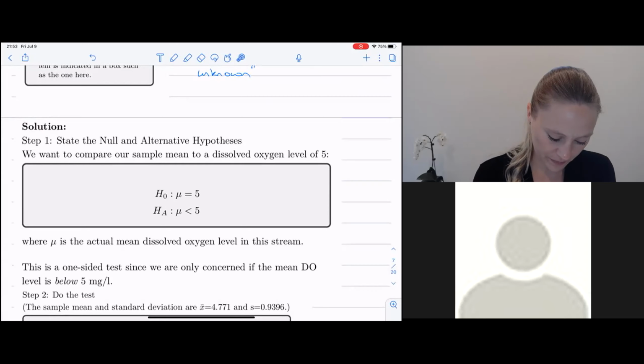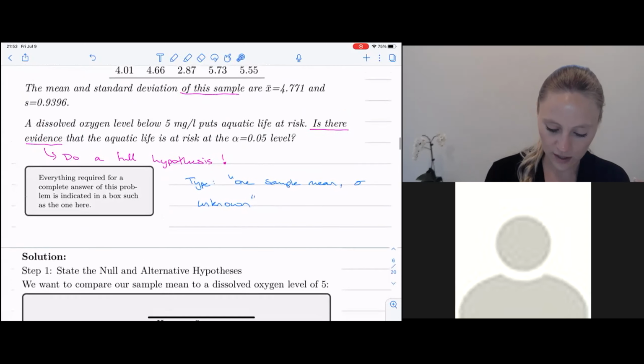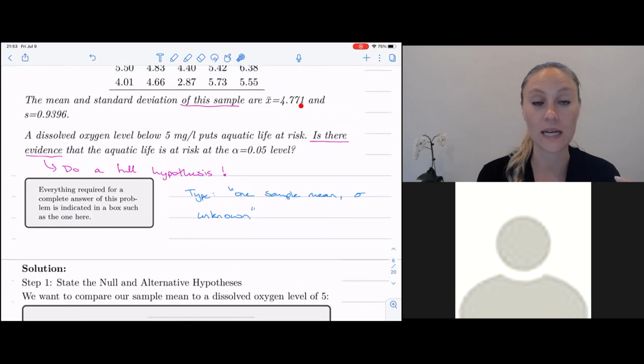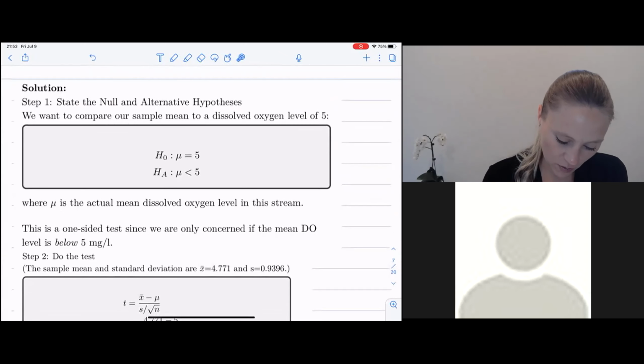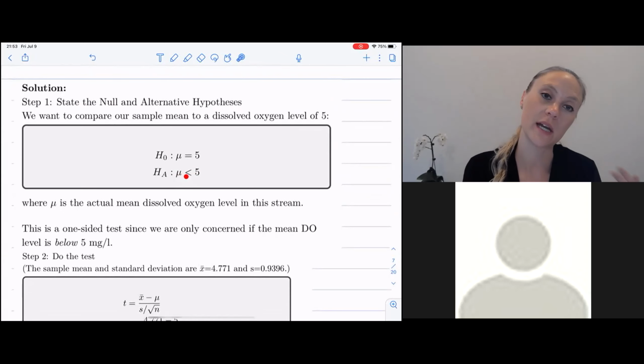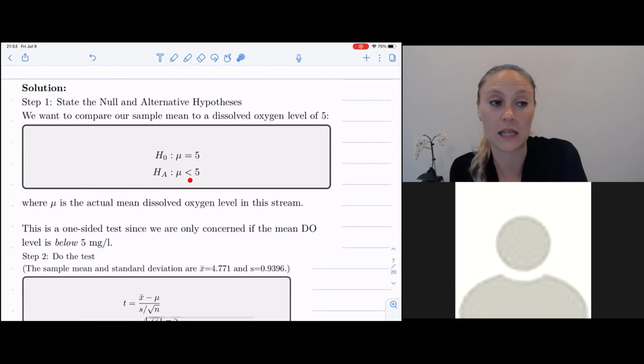So here, the null hypothesis is that mu is equal to 5. So we have to assume it is 5 unless we find proof otherwise, right? So if we think about it, well, 4.771 is less than 5, but is it significantly less than 5? That's what we want to know, right? And so that's what we're testing. So this is a one-sided test because we only care about it being less than 5. It doesn't seem to be a concern if it's significantly higher than 5.